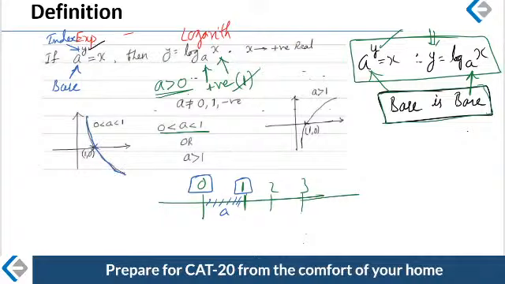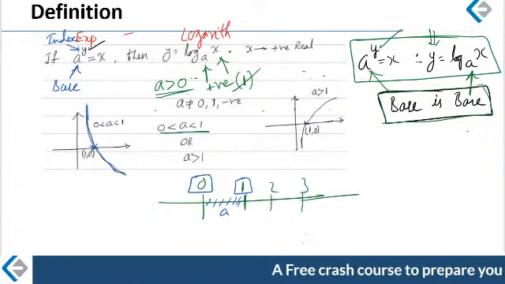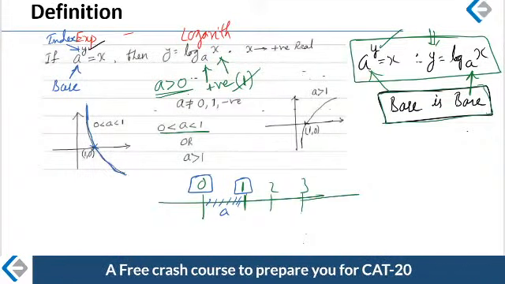Say where it cuts the x-axis: 1, 0. Will it ever touch the y-axis? No, it will not touch the y-axis. It will always be positive. Right, therefore 1 comma 0. Fine. Similarly, what if a is beyond this? What if a is beyond 1 here? What if a goes beyond 1?